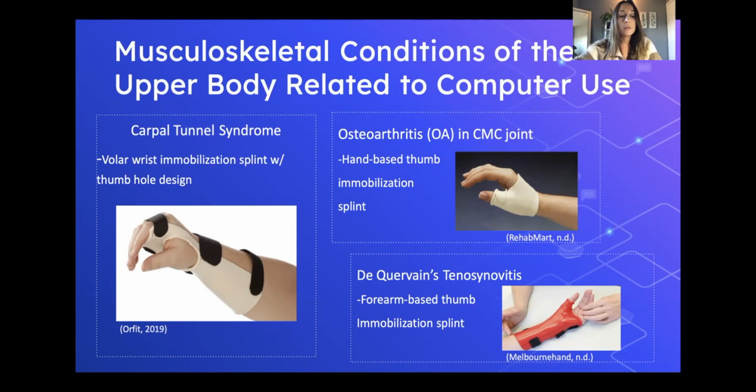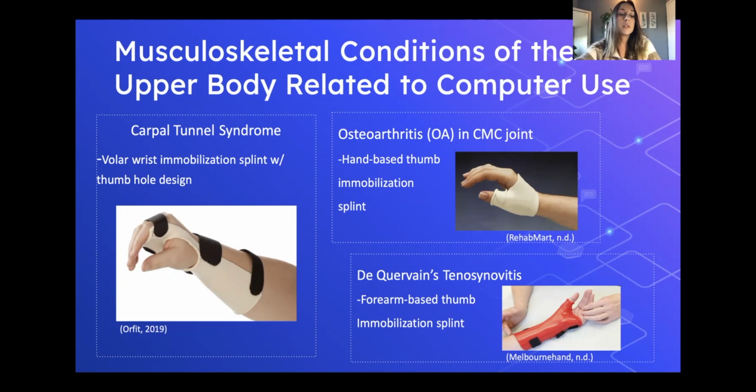Individuals with carpal tunnel are recommended to wear a volar wrist immobilization splint, which you can see on the slide. This can be made by an occupational therapist or other hand therapy specialist to help stabilize the wrist and reduce pressure on the median nerve.